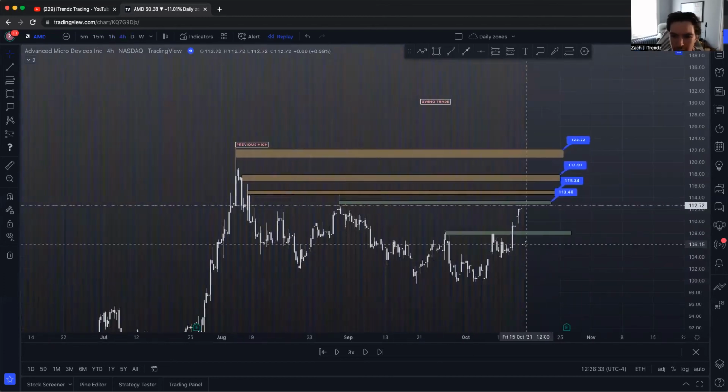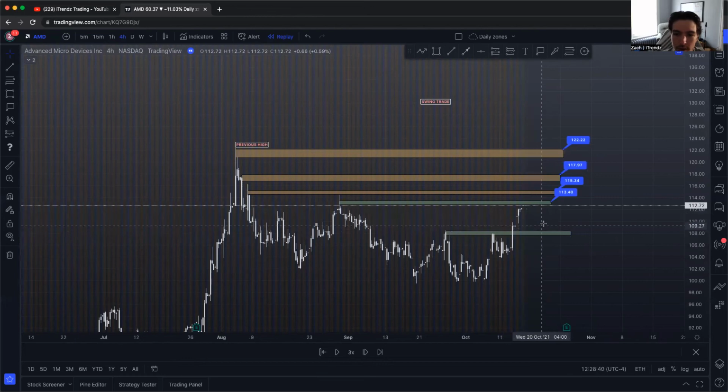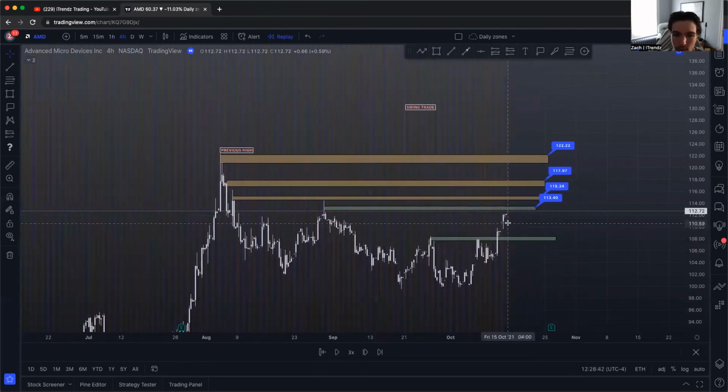Looking like some nice patterns right here. You got a big W forming. Man, I would really like us to come back down to this 108.40, but I don't know if we're going to come all the way back down to 108.40 before we see something like 117. And at that point, the swing is going to be too late, right?